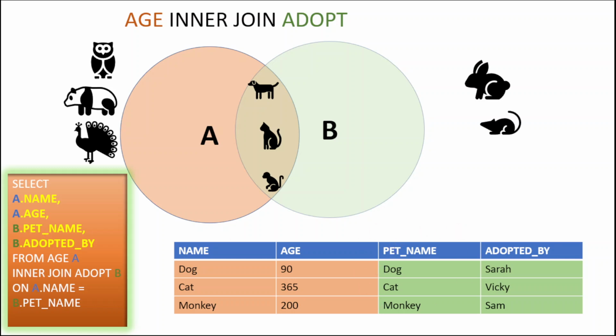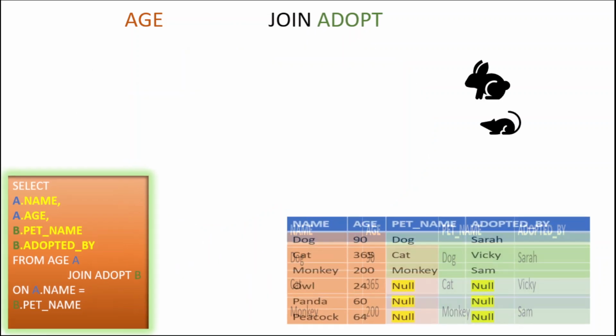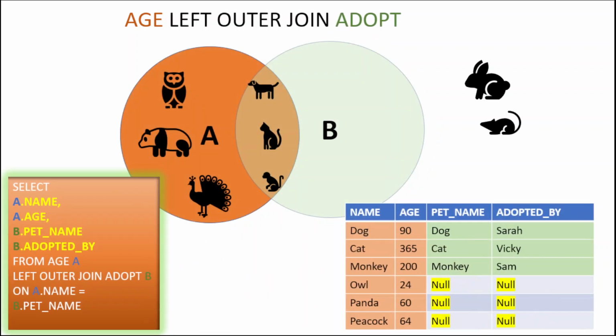Let's discuss a different type of join, and it is called the left outer join. Now, as you can see in this graph, everything from the left table is included, that is owl, panda and peacock, along with the common animals, that is dog, cat and monkey. And this is how you see the table. And this is how you write the query.